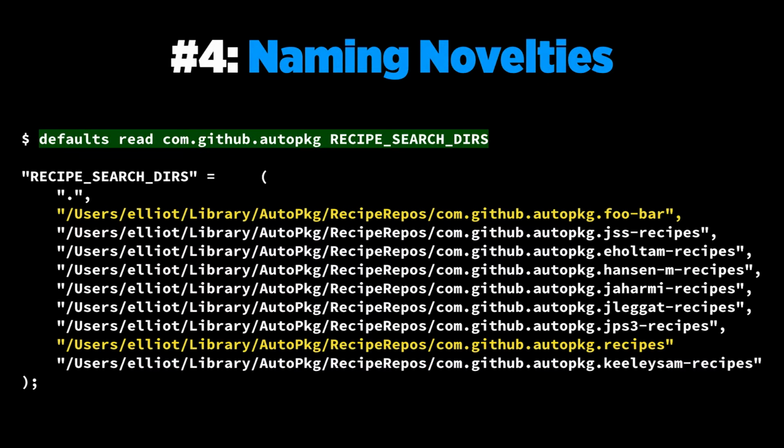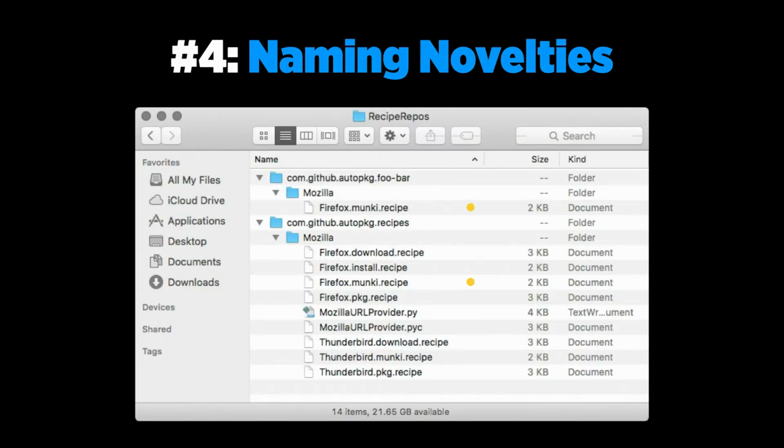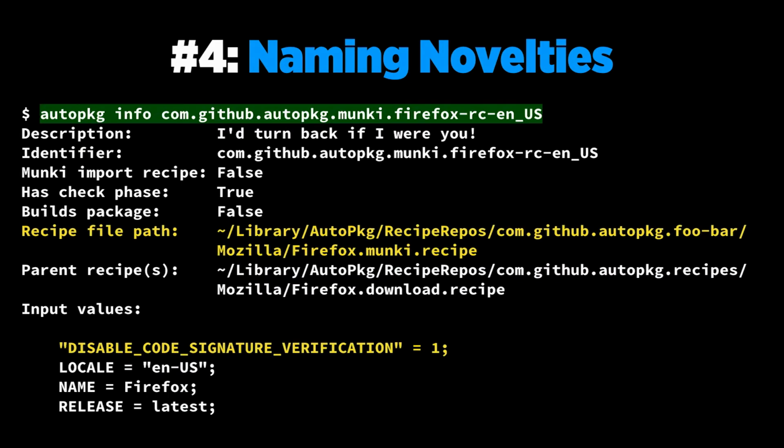If I create a new recipe repo called foobar, and you see it up at the top there in yellow, and it contains a firefox.monkey recipe with the same identifier as the actual firefox.monkey recipe in the official recipe repo, AutoPkg is going to run my fake Firefox recipe, not the real one, because it's earlier in the search path. And I not only stole the file name, I stole the identifier. So if we do autopkg info and get info on the actual identifier of the Firefox monkey recipe, it's going to show you the info on my fake recipe instead.